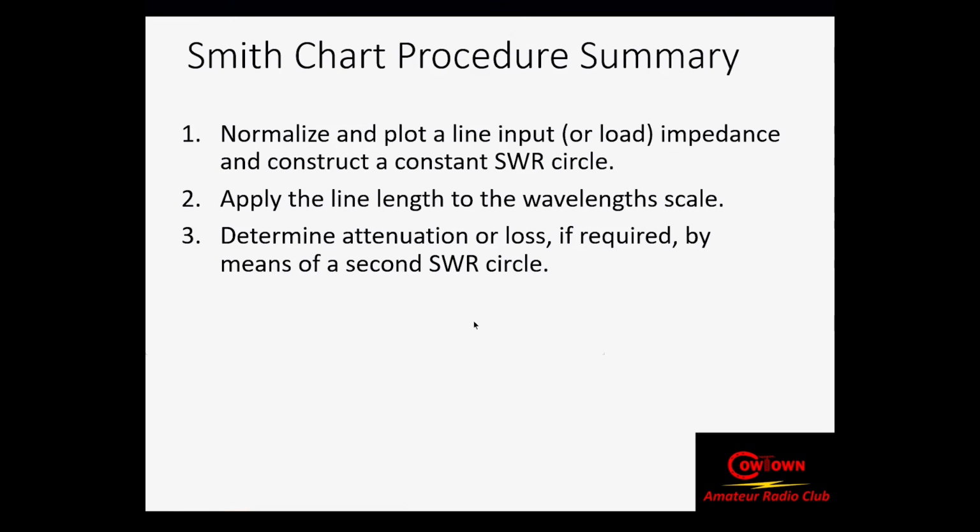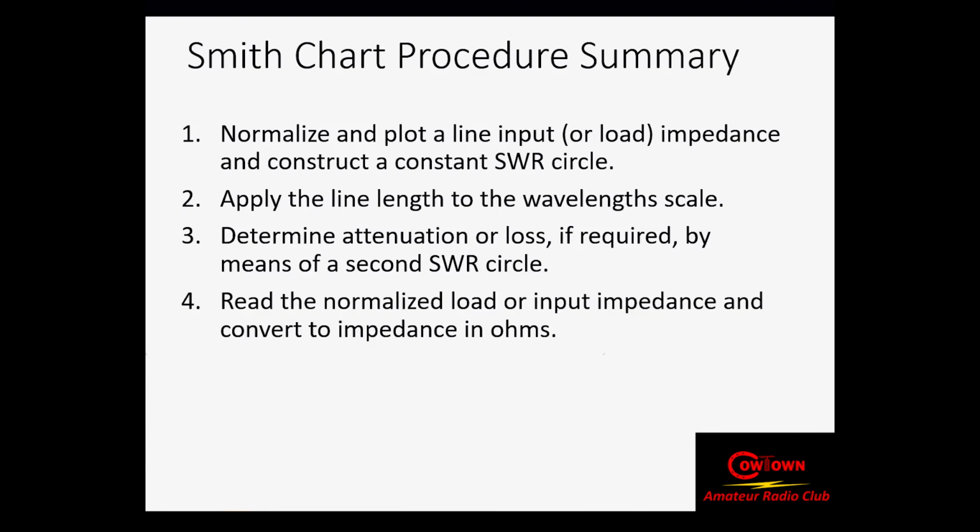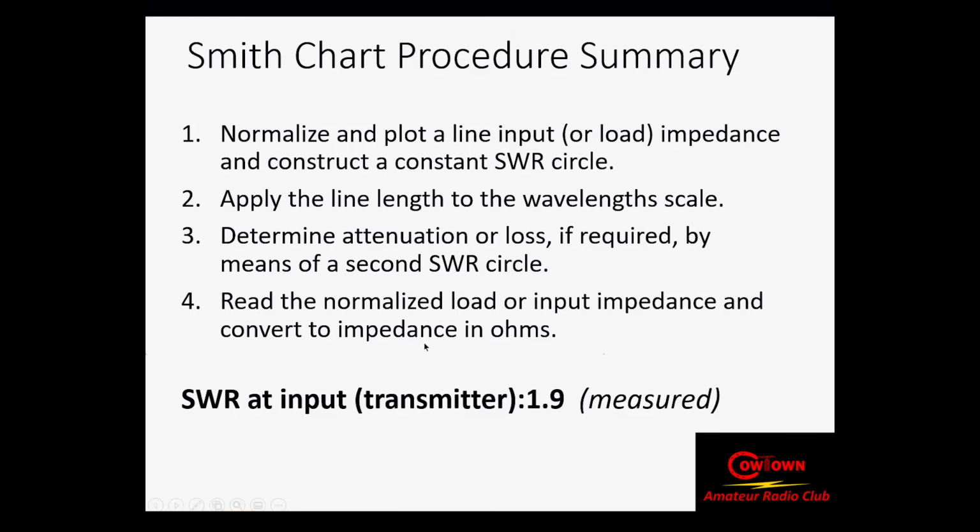Okay, so in summary, again, we normalize and plot a line input or load impedance and construct a constant SWR circle. Apply the line length to the wavelength scale. Determine the attenuation or loss if required by means of a second SWR circle. Then we're going to read the normalized load or input impedance and convert it to impedance in ohms. Now we're going to convert that impedance that we found in normalized mode into its actual number. We're simply going to multiply it times the characteristic impedance of the coax, which is 50 ohms. So we'll multiply it times 50 to get the number.